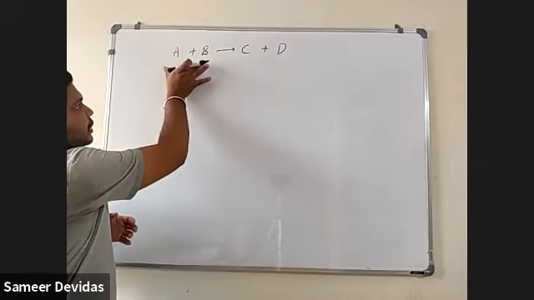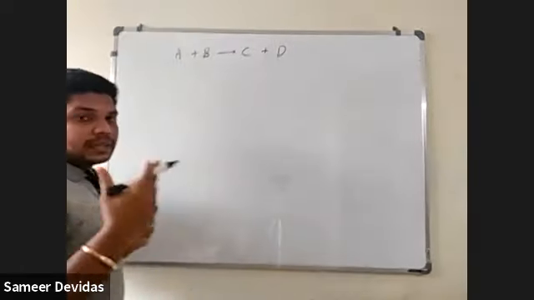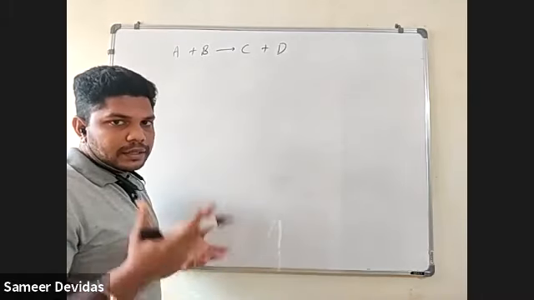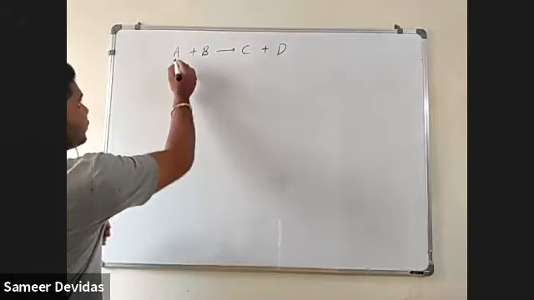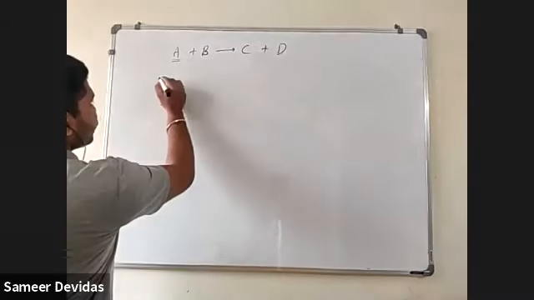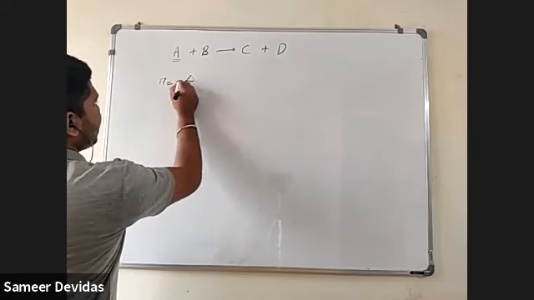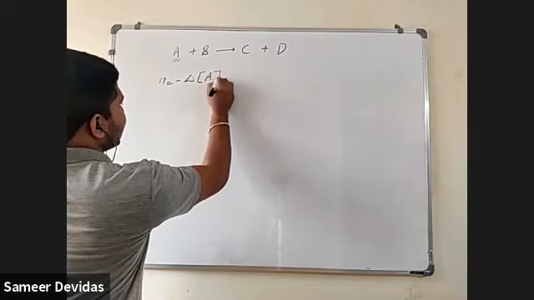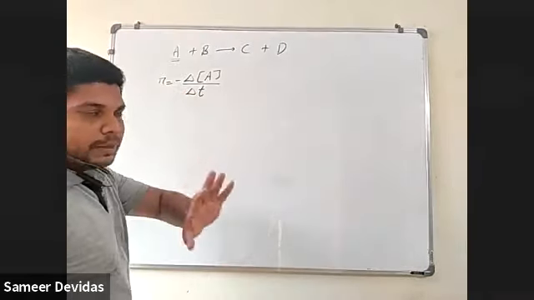Now I have told you, this is a chemical reaction. This is a reactant, this is a product. A, B, C, D. Now, as last time, we have seen how to write down the instantaneous rate or an average rate. Instantaneous rate is with respect to differential. If I'm telling you to write down the average rate for A, then how are we going to write that? R is equal to minus delta concentration A upon delta T. This is how you are going to write. Same way you are going to write for B also.